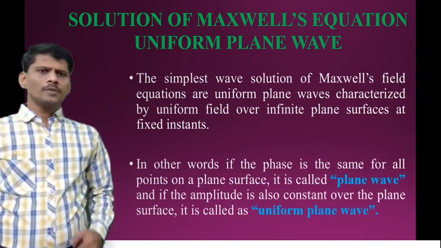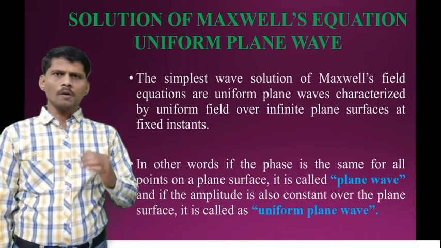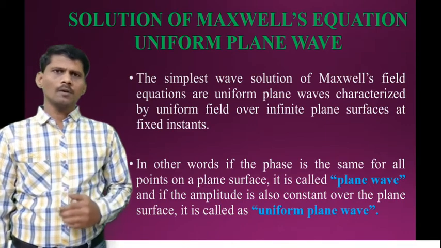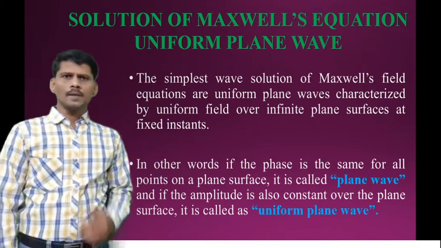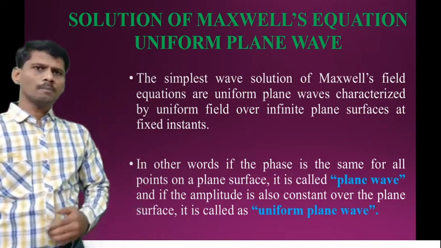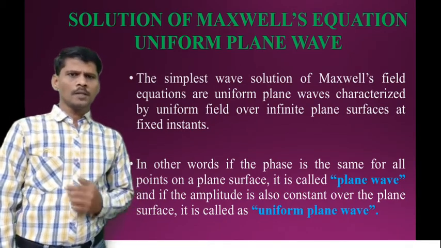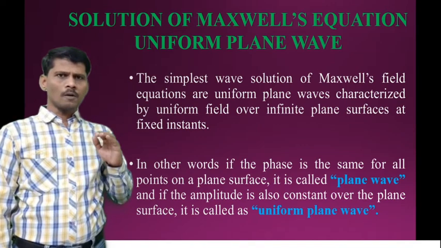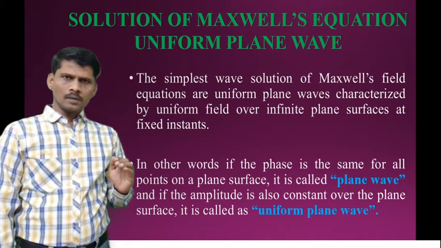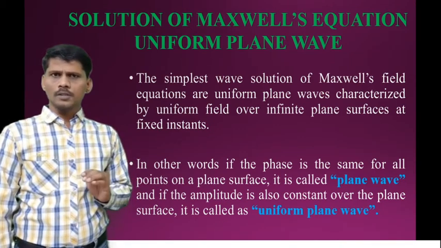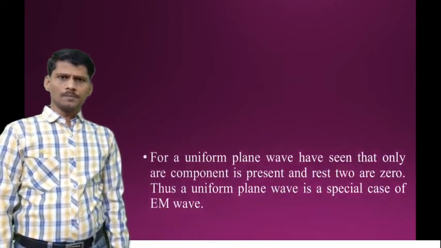In other words, if the phase is the same for all points on the plane surface, it is called a plane wave. And if the amplitude is also constant over the plane surface, it is called a uniform plane wave. So that is the definition of plane wave and uniform plane wave.